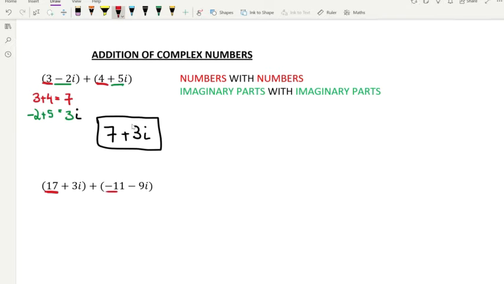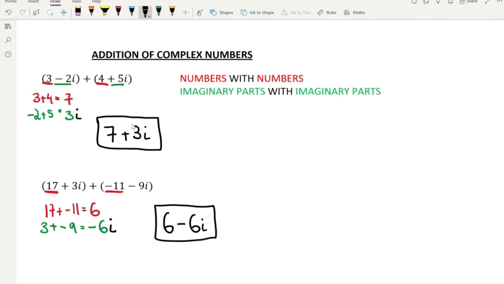17 plus -11. Well, 17 plus -11 is the same thing as subtracting 11, right? So we have 17 plus -11, which gives us 6. And then we have 3i, otherwise known as 3, the imaginary part, minus 9, which equals -6. Don't forget about your i. You've got to carry it over. 6 minus 6i, everyone, is our final answer. I hope that makes sense, okay?